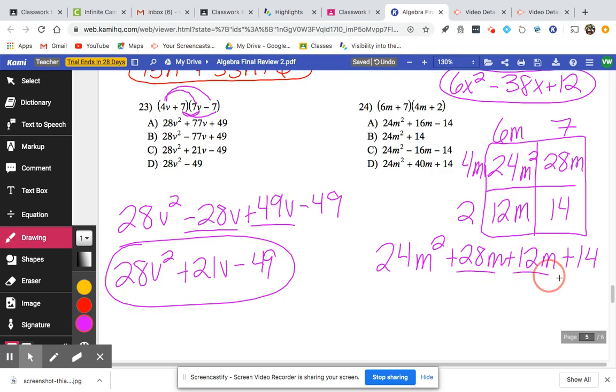Combine the stuff in the middle, and you're done. 24m squared. 28 plus 12 is 42. So plus 42m plus 14.